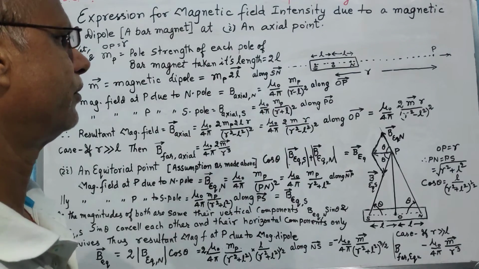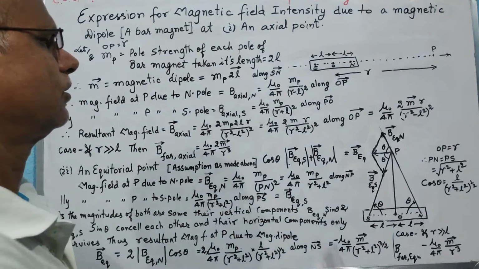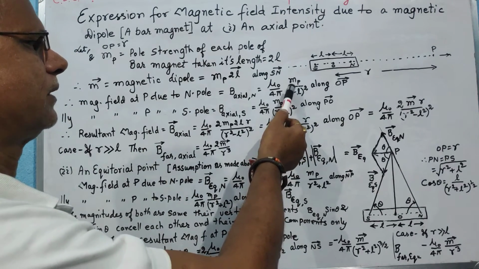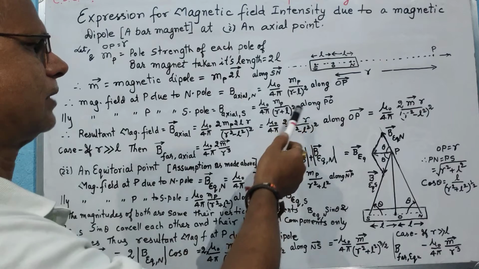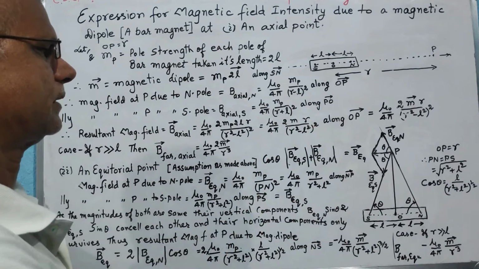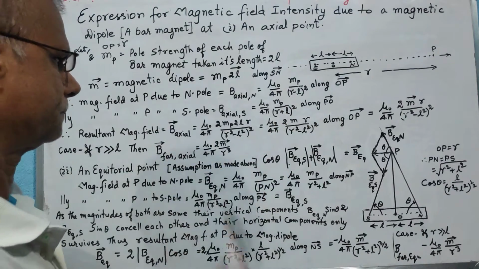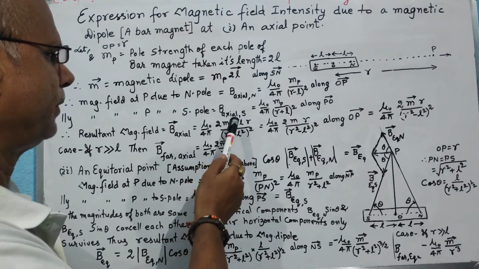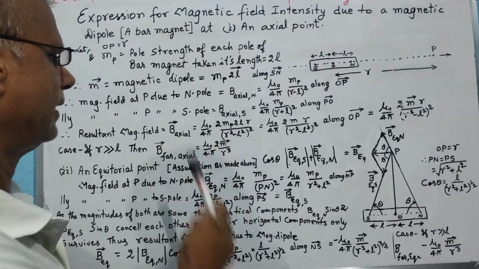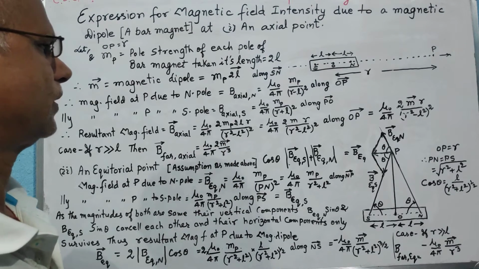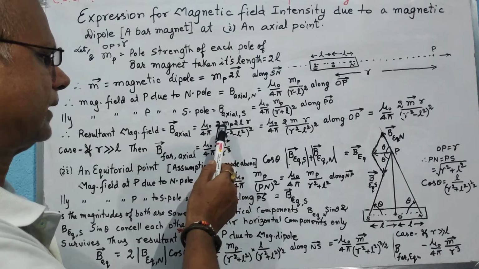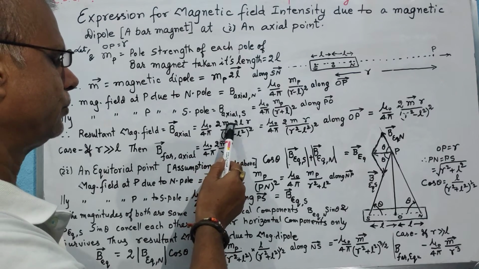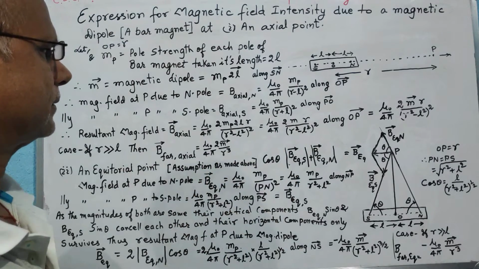You take mu0 by 4 pi common, mP is common. Now you have to find the difference between 1 by r minus L whole square minus 1 by r plus L whole square, and you get this result. So that you get 2 into mP into 2L into r divided by r square minus L square whole square. So you can now take 2L into mP as magnetic dipole moment.